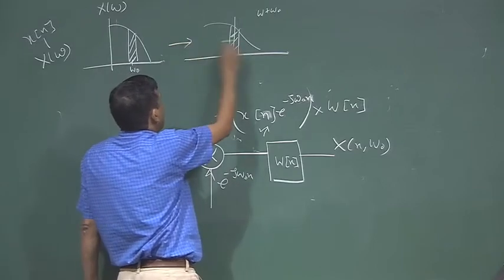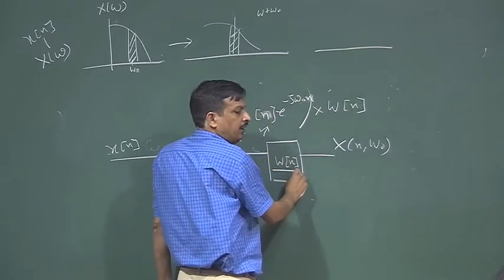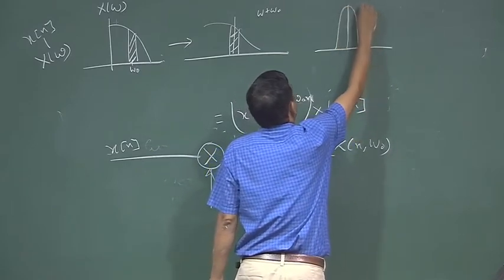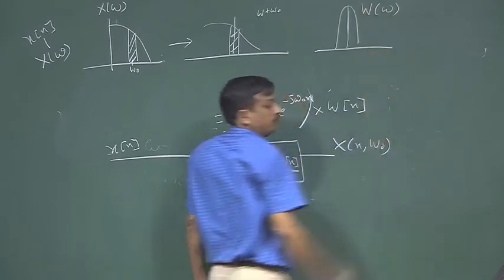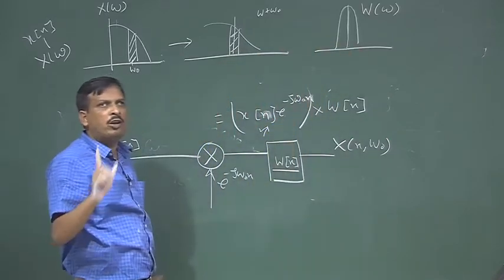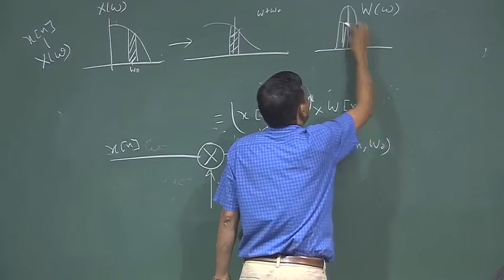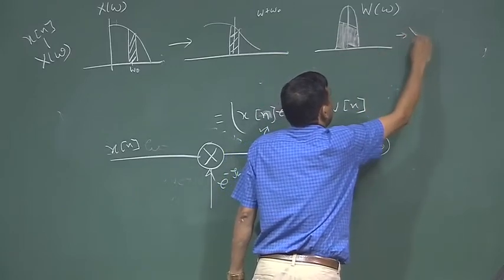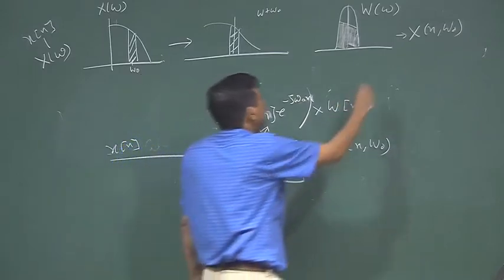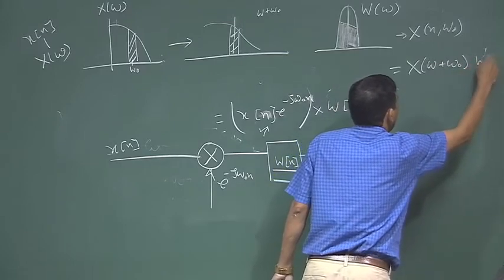Once this modulation is done, I have a filter whose impulse response is w n, and whose frequency response is like this. This is the frequency response of the filter, capital W omega. Once the signal is passed through, time domain convolution becomes frequency domain multiplication, so this is multiplied here. This portion is my output, X n omega 0, which is nothing but X of omega plus omega 0 multiplied by W omega.